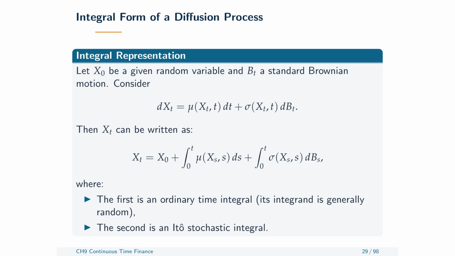In integral form, x at time t equals its starting value plus the drift accumulated from 0 to t plus the stochastic integral of the diffusion coefficient against Brownian motion. The first piece is an ordinary time integral, the second is an Itô integral, and Itô is pronounced EE-TOW. That second integral is exactly why we cannot treat this like ordinary calculus whenever the diffusion coefficient depends on the state.